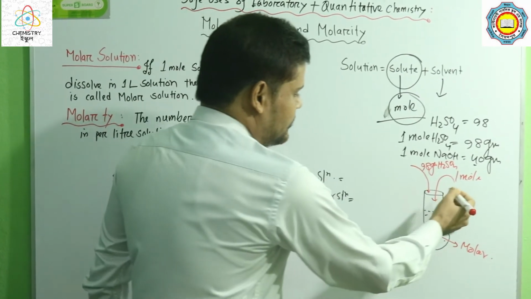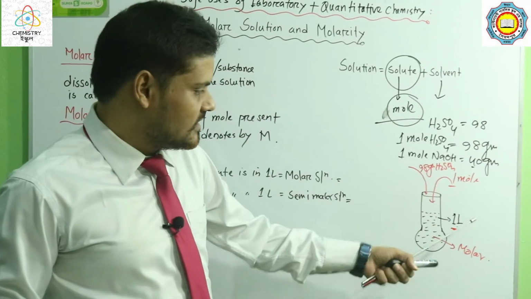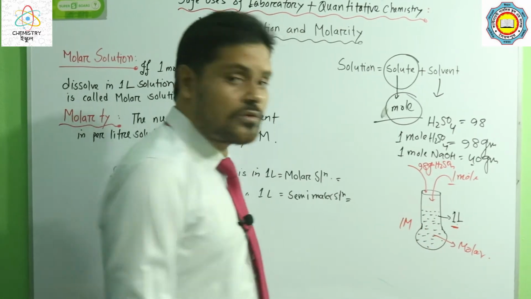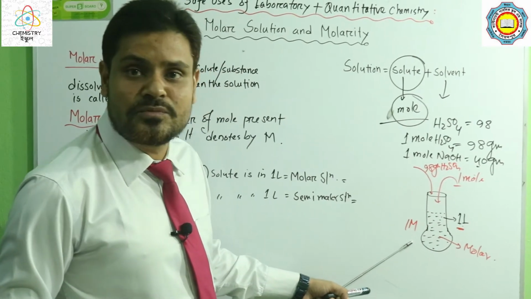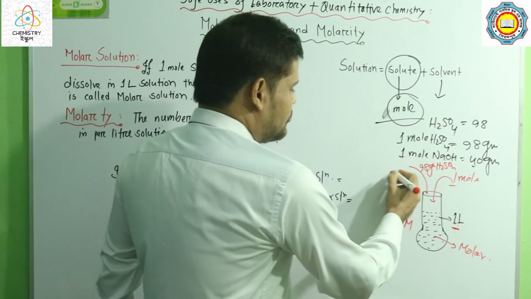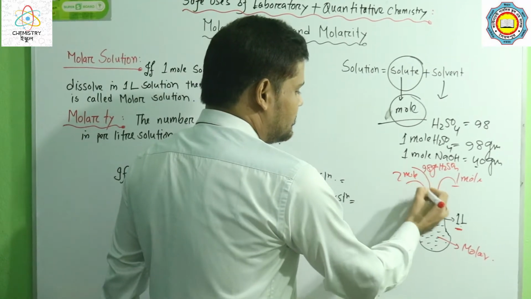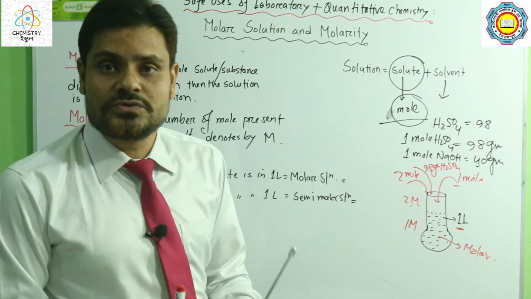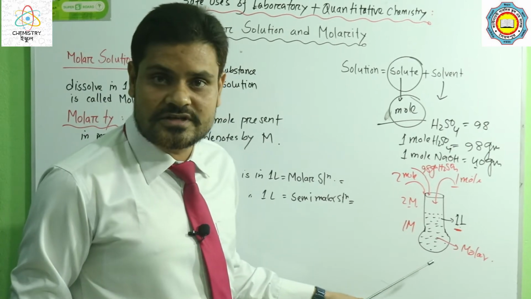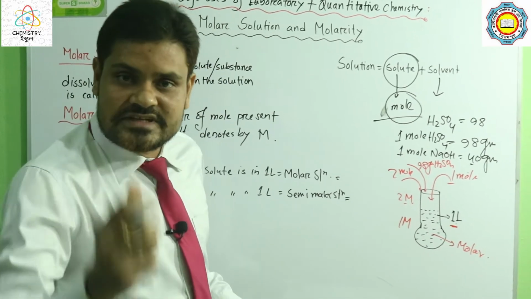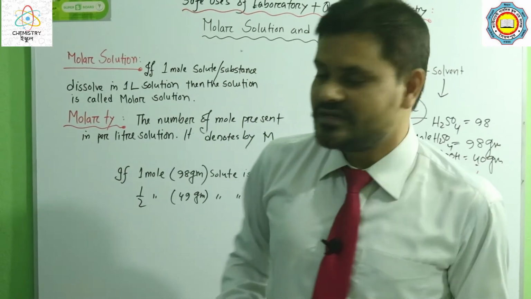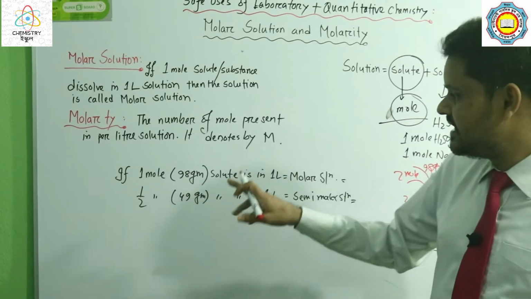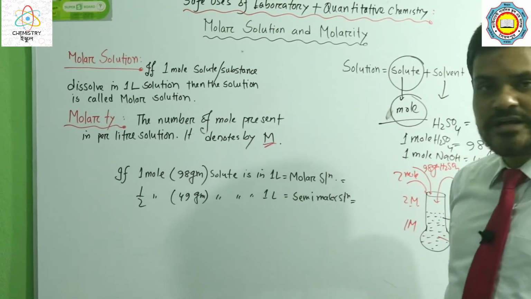If we dissolve 1 mole of substance in 1 liter, then we can write on the label of the container 1M. This M means the molarity. If we dissolve 2 moles here, then we can write 2M, I mean the molarity is 2 for this solution. Now we can easily define molarity. Molarity means the number of moles present in per liter of solution. We denote this by capital M.